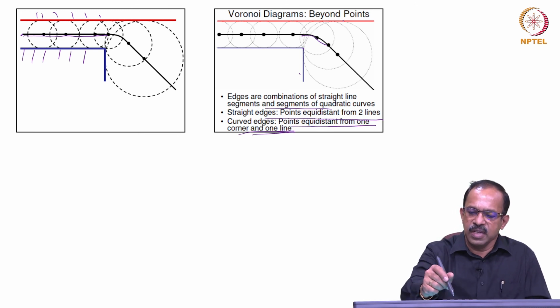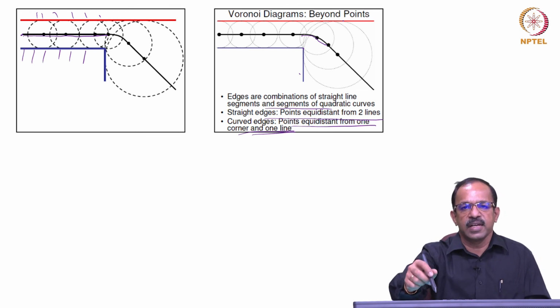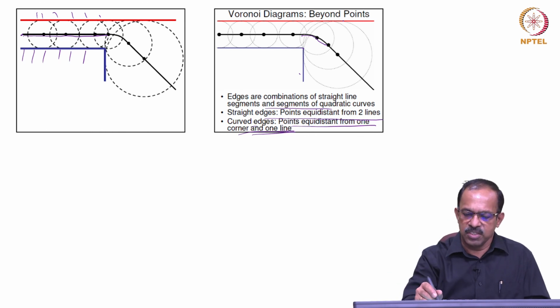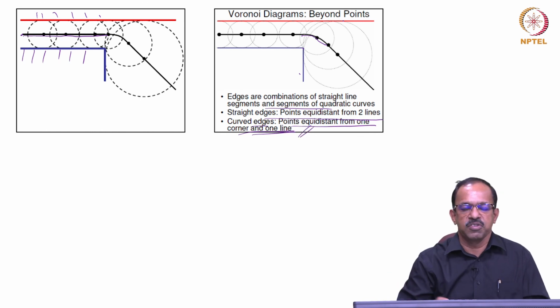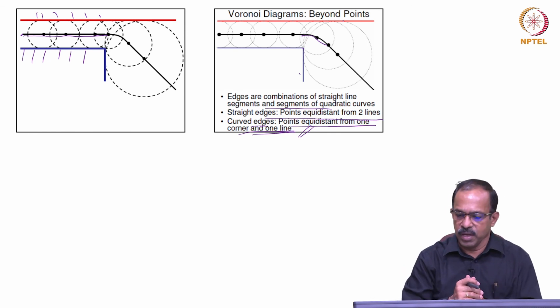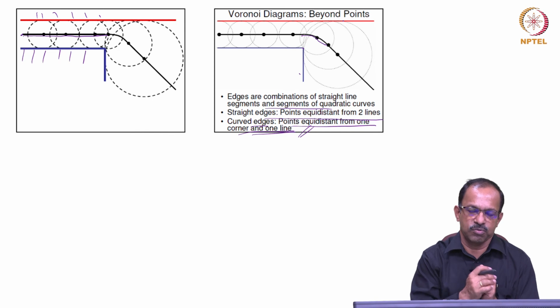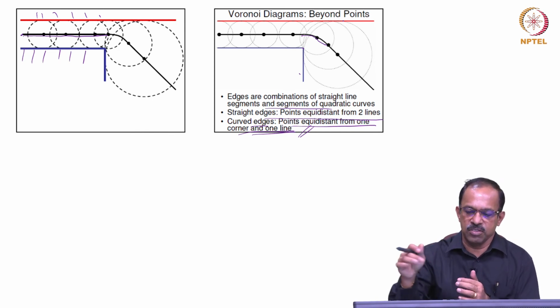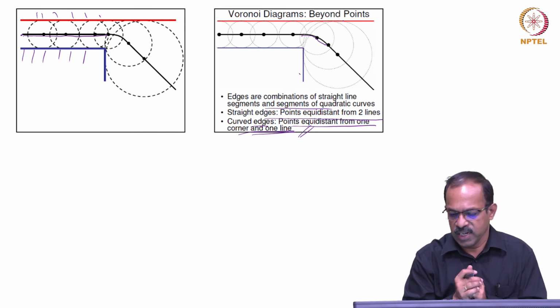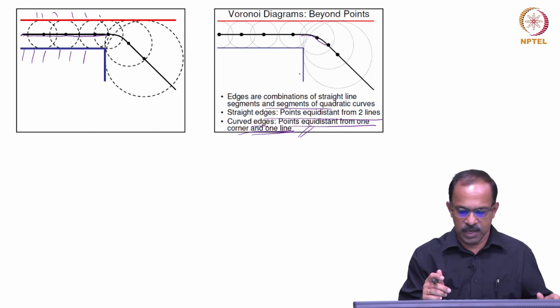And then these edges will be a combination of straight lines and curves, because you may have situations where it is equidistant from one corner and one line. In that situation you will get a curve also. So, primarily you will have these edges as a combination of straight lines and curves.